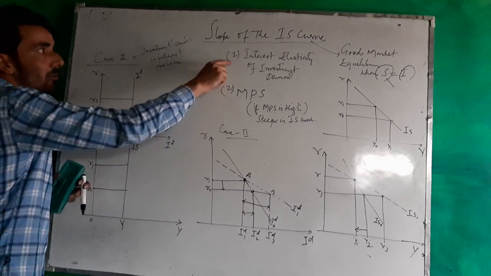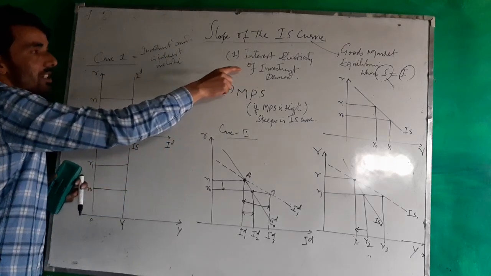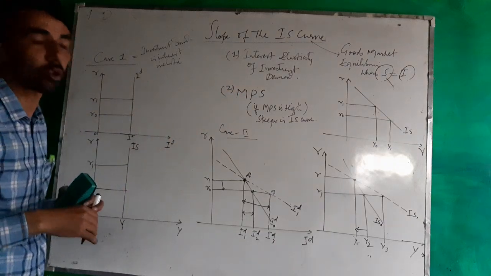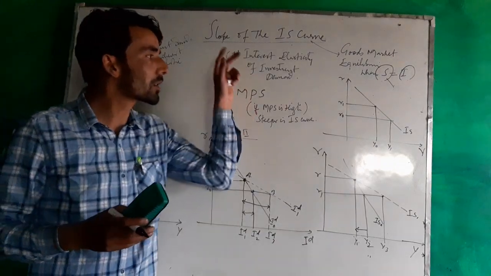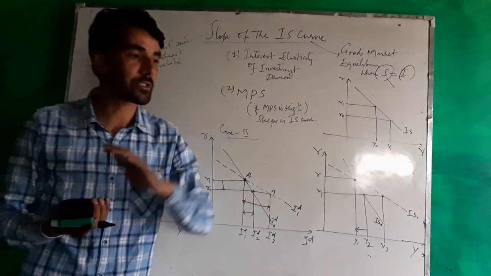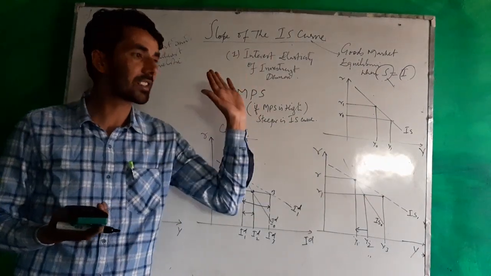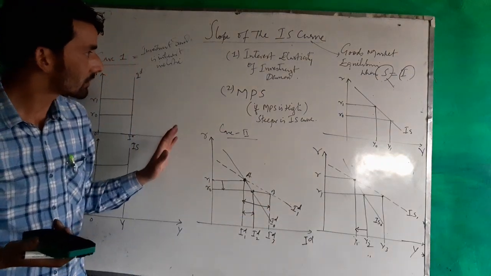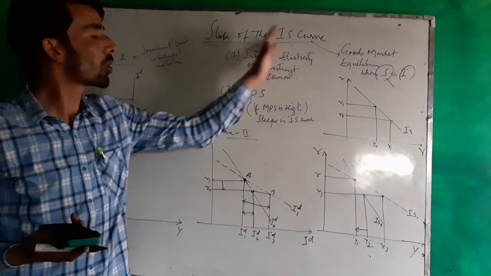So these are the two factors: the interest elasticity of investment demand and the marginal propensity to save, that determine the slope of the IS curve, that determine the positioning of the IS curve, whether it is flat, whether it is vertical, or relatively flat. So this is all about the slope of the IS curve.